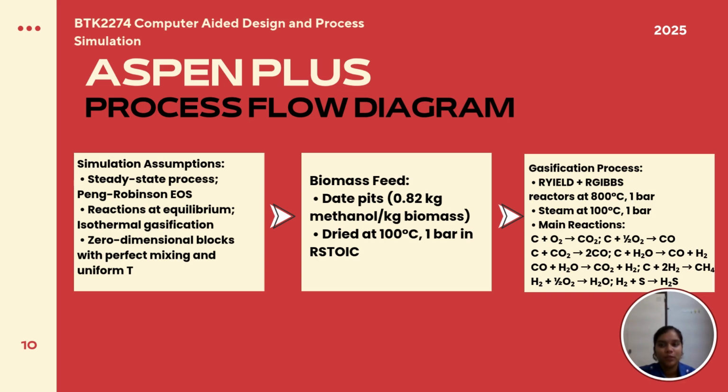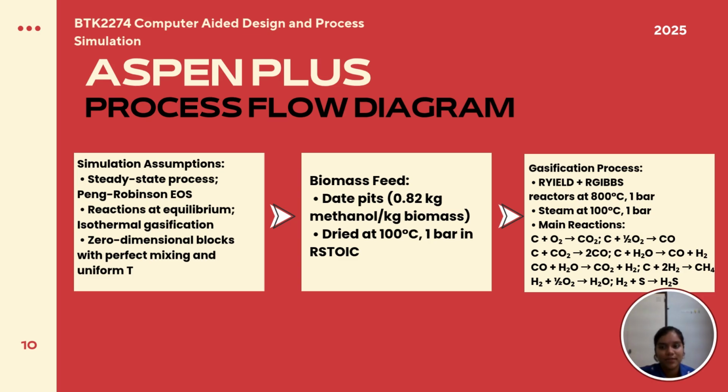Today, I will briefly walk you through our experiment simulation for methanol production using the biomass gasification. There are 6 main steps. The first one is we begin with a simulation assumption, where we assume that this is a steady-state process, which is modeled using the Peng-Robinson equation of state, with all chemical reactions assumed to be at equilibrium.